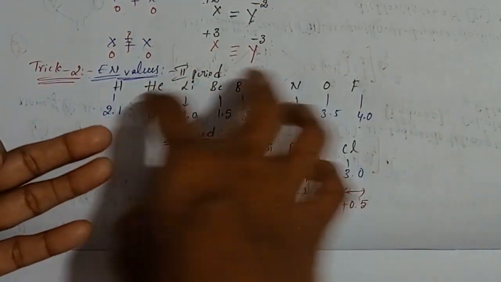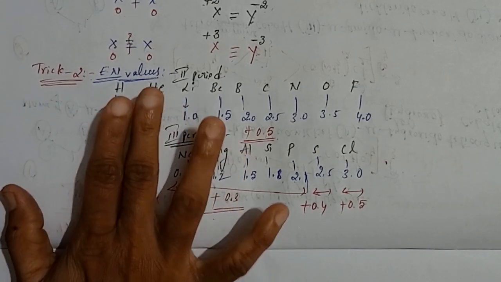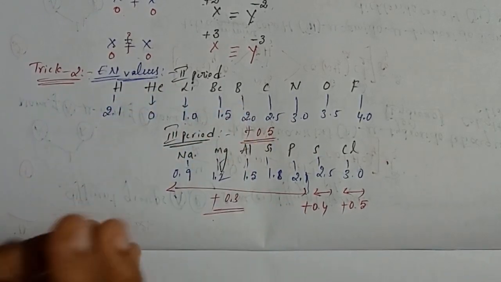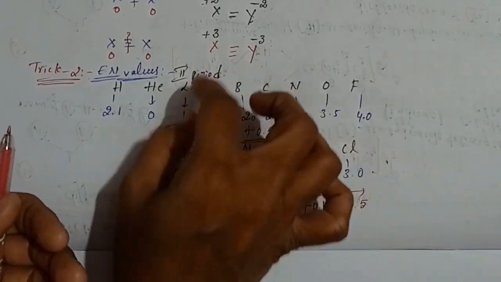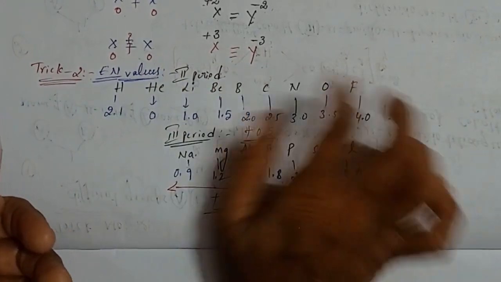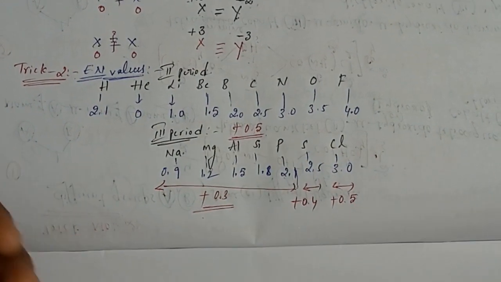Okay, now just remember these electronegativity values. Hydrogen 2.1, helium 0. Helium is a noble gas element, electronegativity value 0. Lithium, this is first period elements, this is second period elements, sorry, second period. These are the third period elements. Are you clear? Third period elements, right?